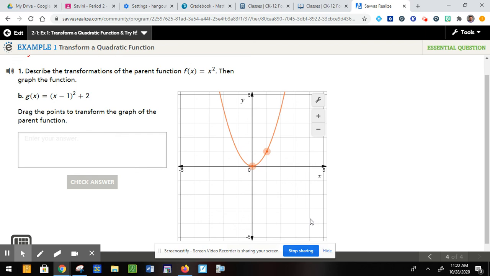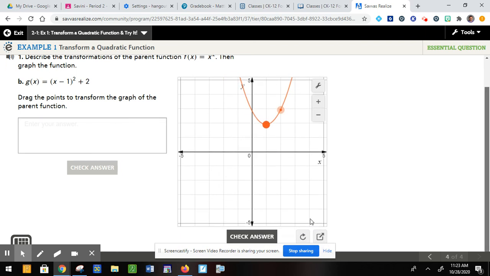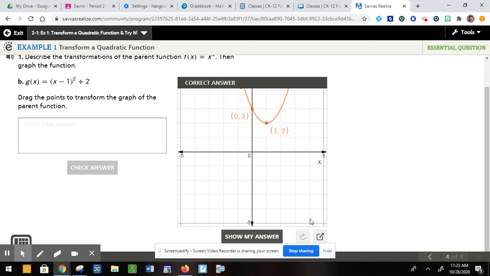All right, so the description of the translation would be 1 to the right and 2 up. There is no a value, so there's no vertical stretching or compressing, and there's no flipping. All right, so it's just move the vertex right 1 and then up 2. So it should be there. And looks like we did pretty good. All right, let's try example 2.